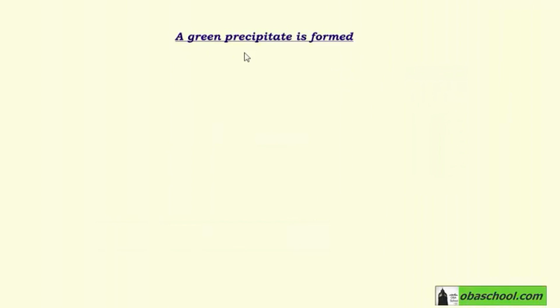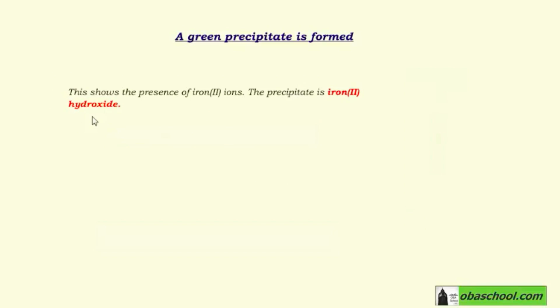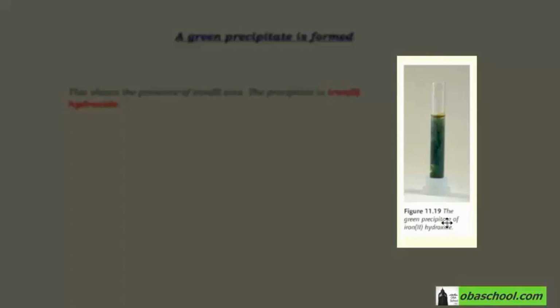A green precipitate is formed. This shows the presence of ferrous ions. Iron 2 is called ferrous, so ferrous ions. The precipitate is iron 2 hydroxide or ferrous hydroxide. Notice in the figure, this is the green precipitate, so we have the green precipitate of ferrous hydroxide.